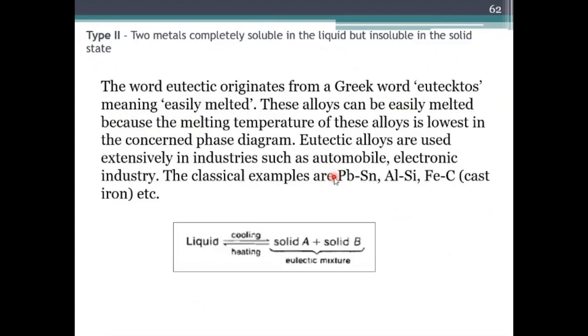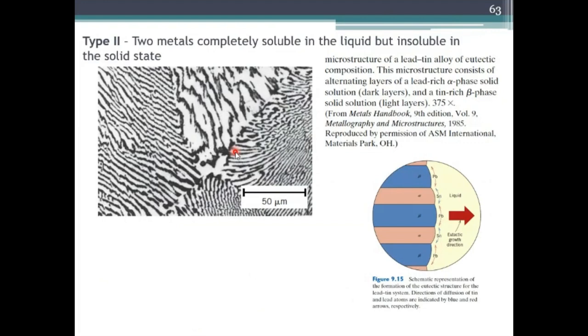Similarly, this is a system soluble in liquid but insoluble in the solid. In a container or a beaker, this will be heated and converted. Usually the melting point of this alloy is the lowest in the considered phase diagram. This is another pair of metals completely soluble in liquid but insoluble in the solid state, wherein the microstructure of the lead-tin alloy of eutectic composition will consist of a variety of phases like alpha phase, beta phase, etc., which is shown here.